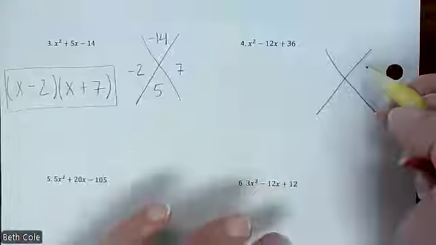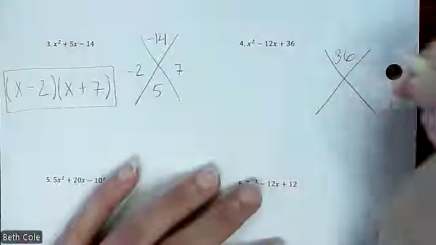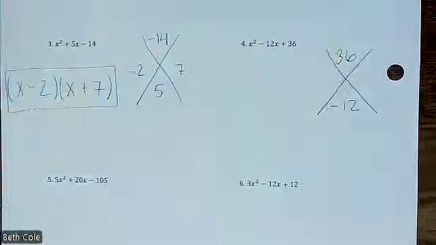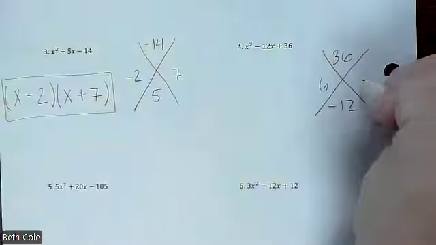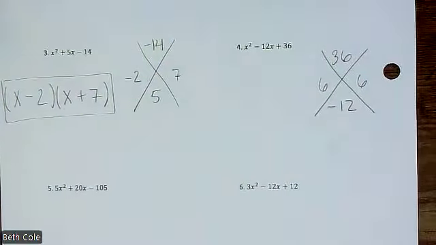All right, for this one, what goes at the top? 36, good job. And at the bottom? All right, don't worry about the negative. We will figure that out later. Just come up with the numbers. 6 times 6 is 36. Good job. Now, what about your negatives?